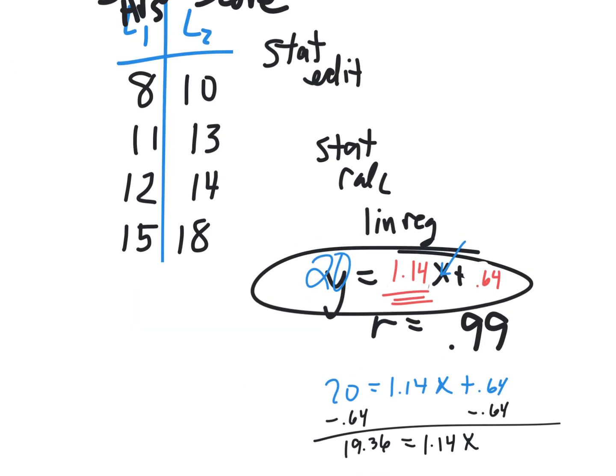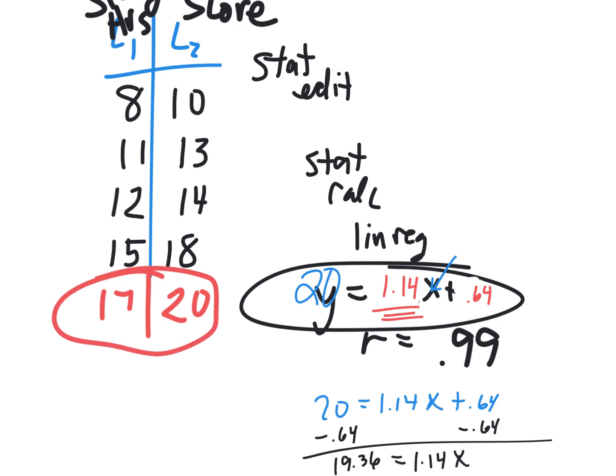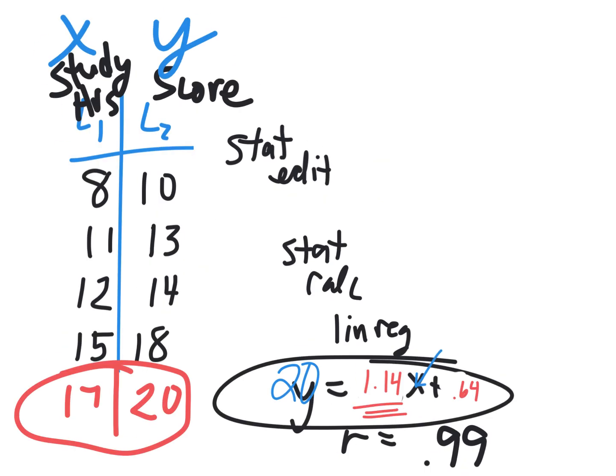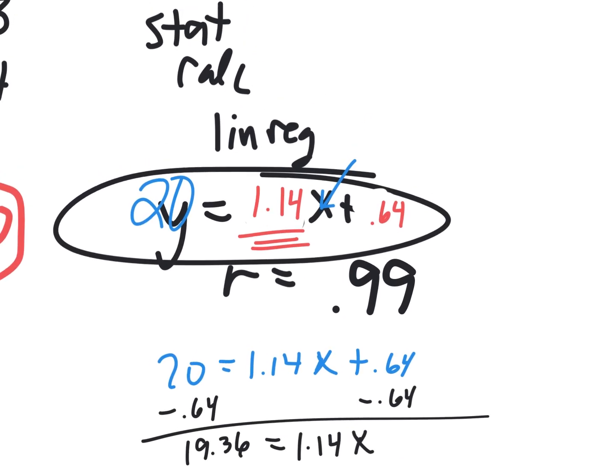So what does that mean? That means if you had a score of 20, you must have studied for about 17 hours. See how that kind of makes sense from the rest of the data? Yes? So on the test, to identify which ones are y and x, what's the easiest way to do that? Yes, they're going to tell you what the number they're giving you is.